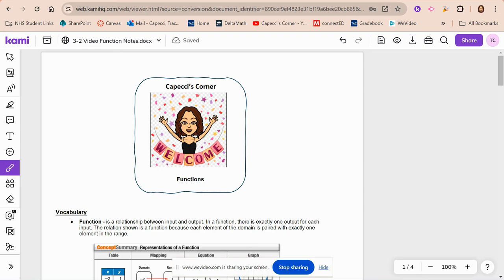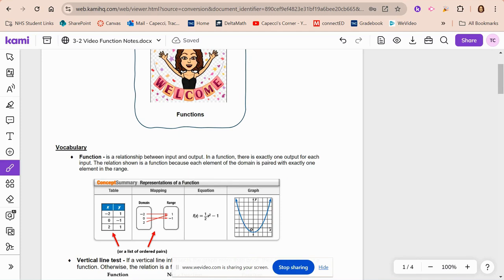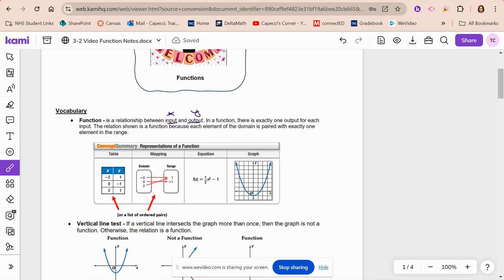Today on Capechi's Corner, we're going to look at the topic of functions. Now, what is a function? A function is a relationship between an input and an output. Input is usually the x and the output is the y, or different variables if that's what you're using. In a function, there is exactly one output for each input.